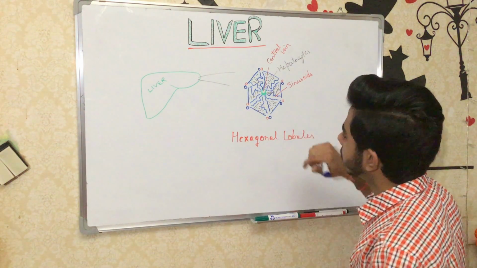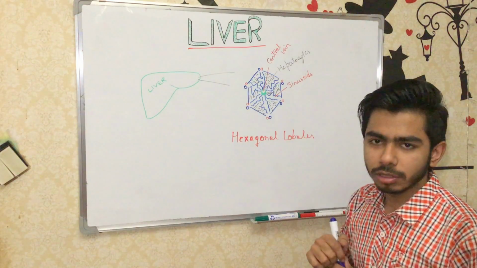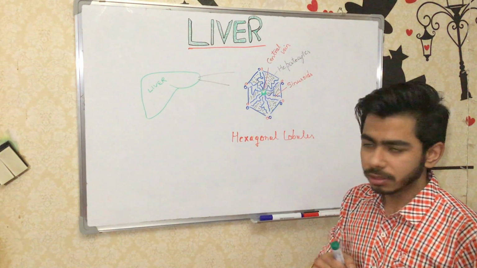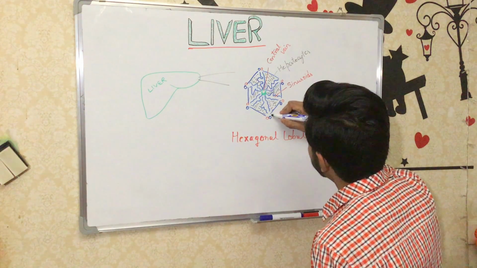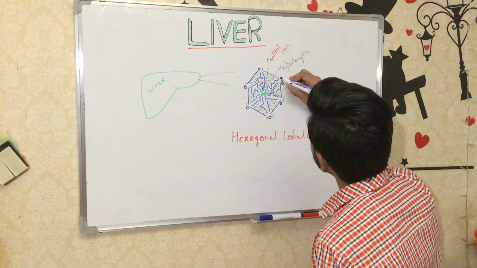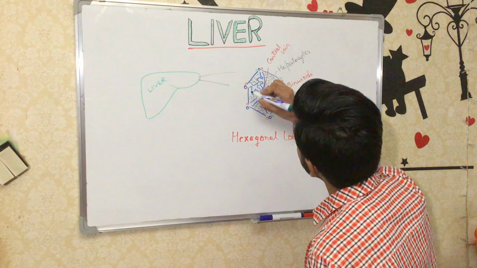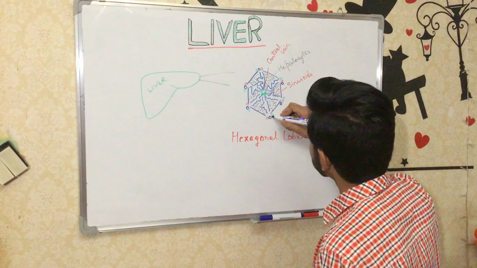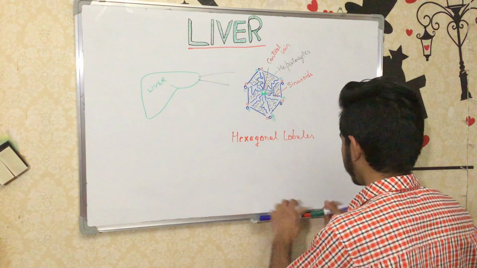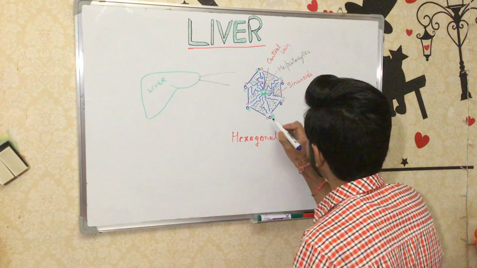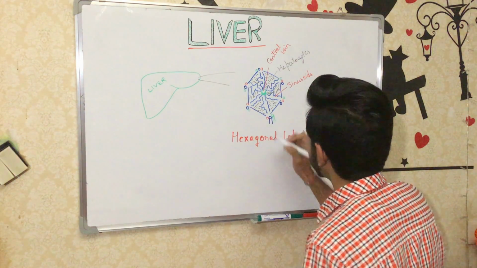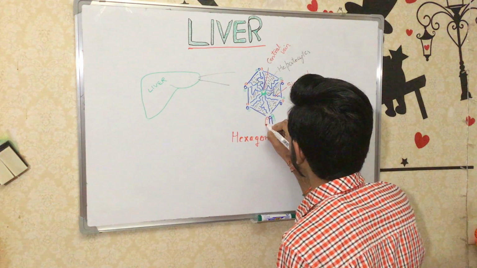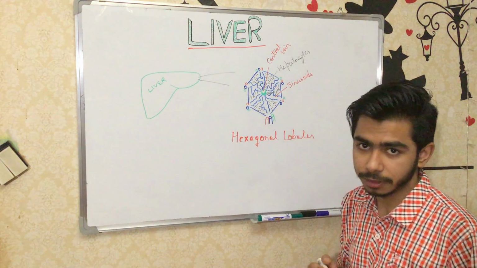So the red one is the hepatic artery. With the blue one I have drawn the portal vein, and with the green one I am drawing the bile duct, the bile drainage system. So this is the bile duct. This structure is the bile duct over here. This was the portal vein, and this structure is the hepatic artery.